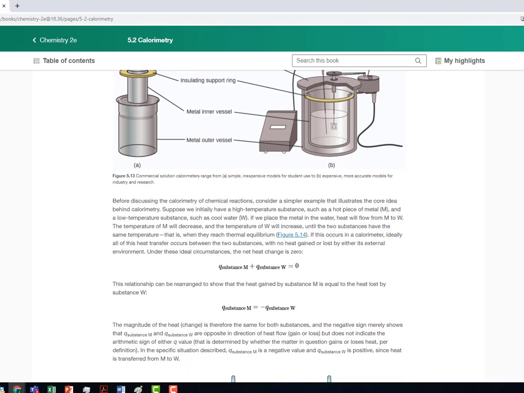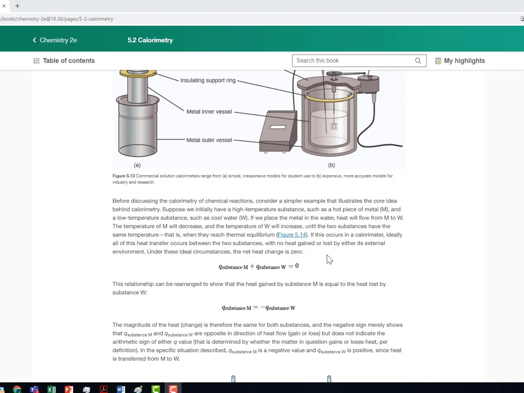So we're going to start with a simple example of just a physical transfer of energy from a hot object to a cool object, and then we'll look at how the same principle applies for a chemical reaction. And the basic idea here is the conservation of energy.